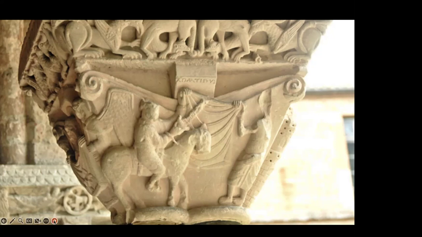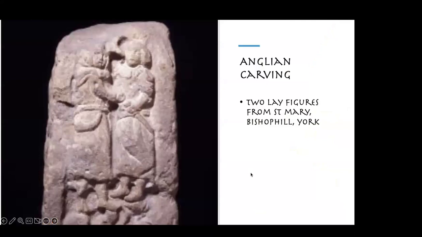So bear that in mind, and we'll also look at the carving which preceded the Norman fonts that we're talking about. Now, this is quite an early Anglian carving. It's 2 lay people. It comes from St.